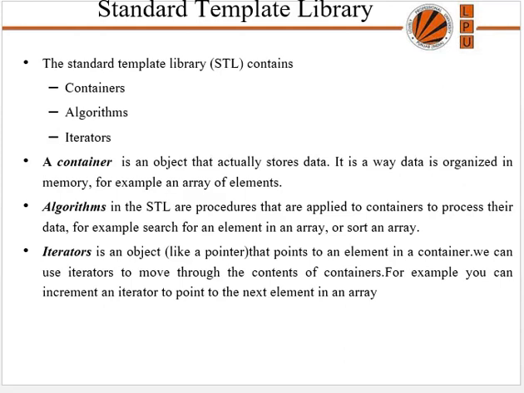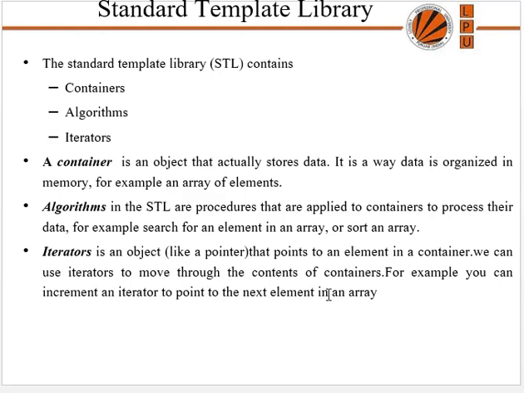Next is your iterators. Basically how algorithms are going to access the data that is stored in the container. Okay, so your iterators help to do this thing. If you see here, it is written iterators are basically the pointers. What is an iterator? Basically a pointer that points to an element in a container. We can use iterators to move through the contents of the container. For example, we can increment an iterator to point to the next element in an array.